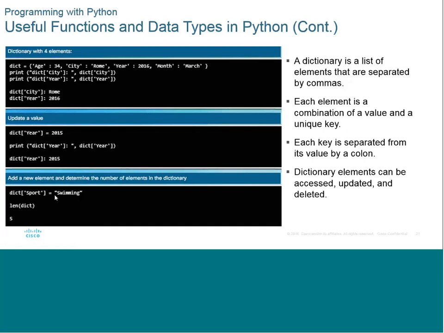Dictionary of support is equal to swimming. Length of dictionary is 5. You can see each element is a combination of value and unique key. Each key is separated from its value by a colon. We have used colon here, and also here, and also here. So each key is separated from its value by a colon. Dictionary elements can be accessed, updated, and deleted also.